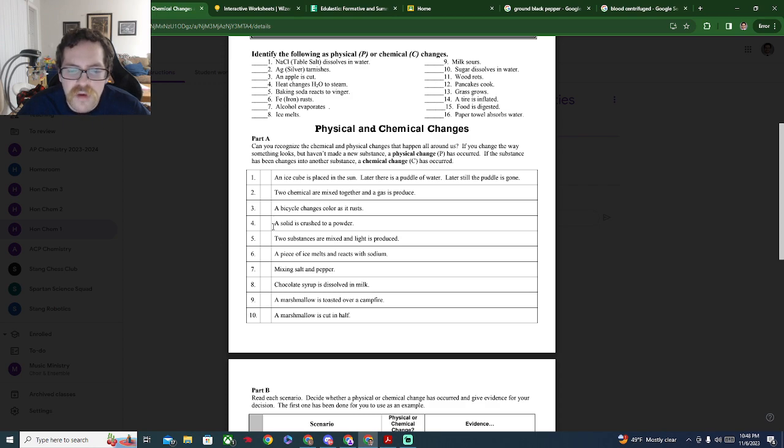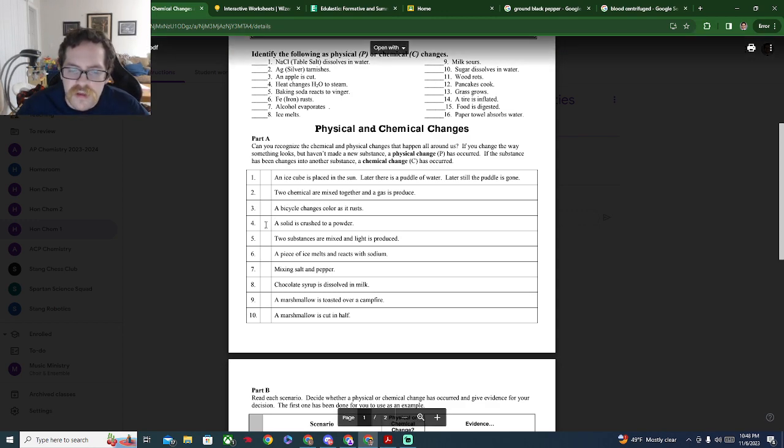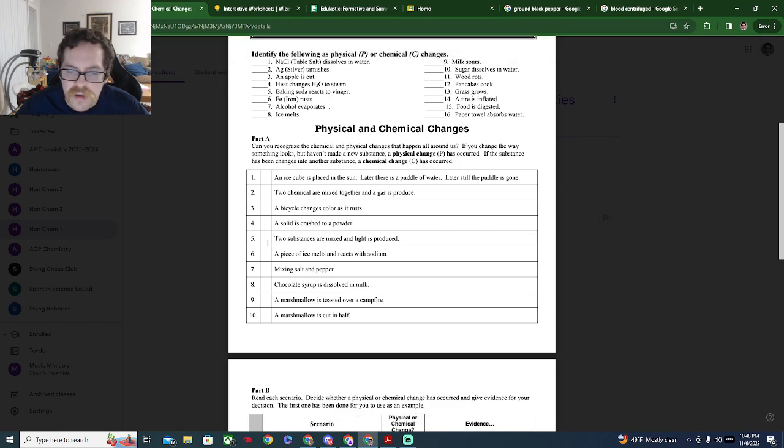Chemical. A solid is crushed into a powder. Crushed being a physical thing, it's still the same chemical. Physical. So that is a physical one. Two substances are mixed and a light is produced. If a light is being produced, that is a good sign that it is a chemical change. Light is one of the signs of a chemical reaction that we will cover in the next few chapters.